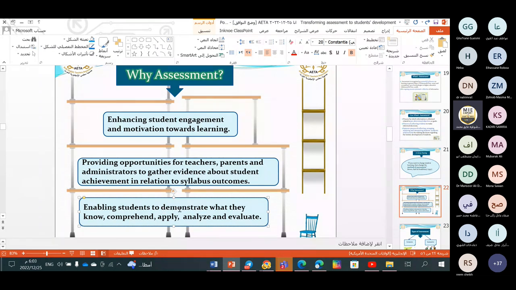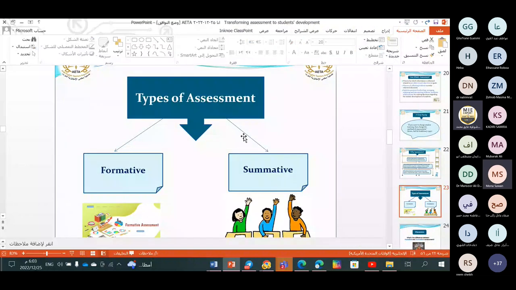For example, they can maybe make a role play using the present simple, or they can describe a process. For example, how to make coffee, how to make maklouba, how to make a delicious dish using this kind of tense. So this kind of assessment enables our students to demonstrate what they know or what they comprehend. I have a question, yes.